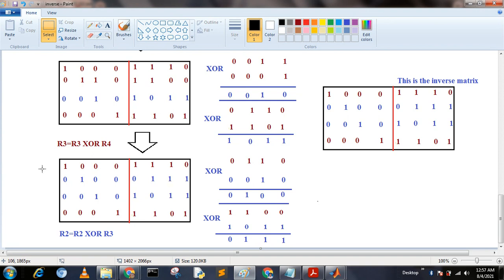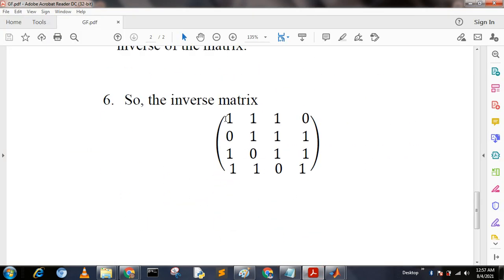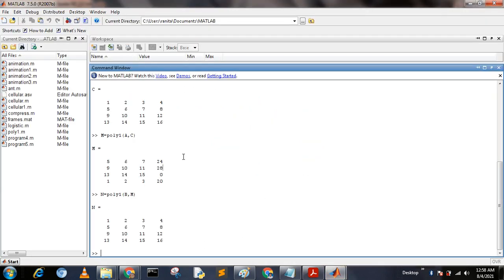Then we get the final matrix, that is 1 0 0 0, 0 1 0 0, 0 0 1 0, 0 0 0 1, and 1 1 1 0, 0 1 1 1, 1 0 1 1, 1 1 0 1. Here we get an identity matrix, and this is our inverse matrix. So we get our inverse matrix 1 1 1 0 0 1 1 1 1 0 1 1 1 1 0 1.